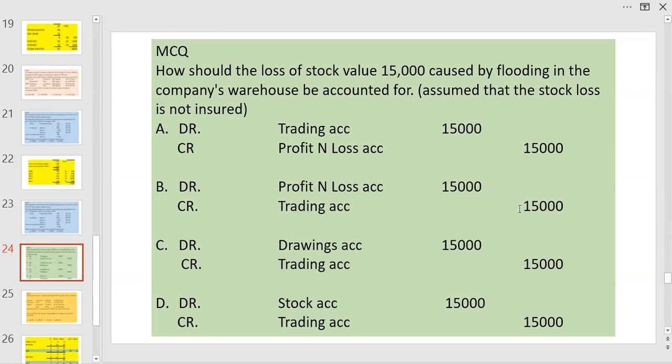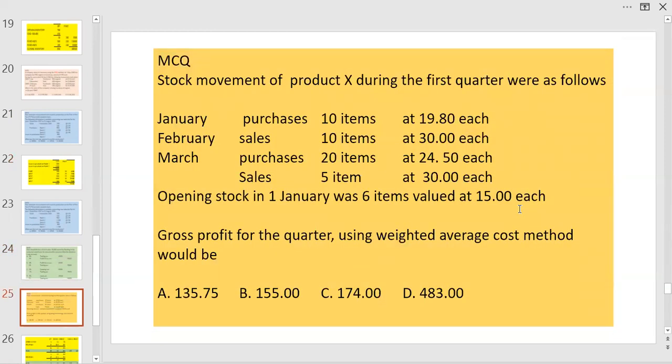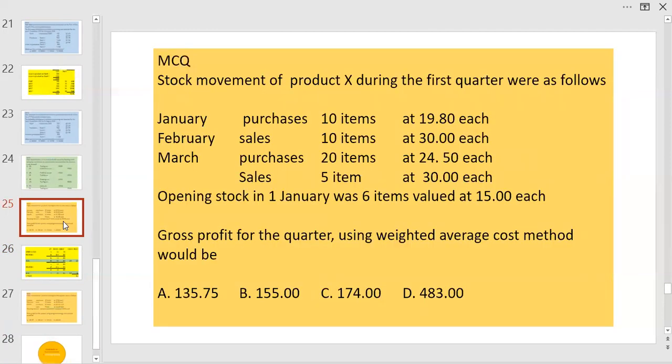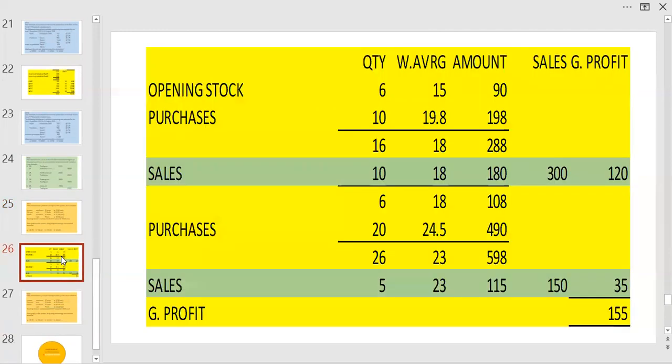Last question is, stock movements of product X during the first quarter were as follows. January, there is a purchase. February, there is a sale. March, purchase and a sale. There is also an opening stock. They wanted us to calculate the gross profit using weighted average. In weighted average, with the event of every purchase, if the values are different, it will vary. Cost of sales would be calculated at the prevailing average valuation.